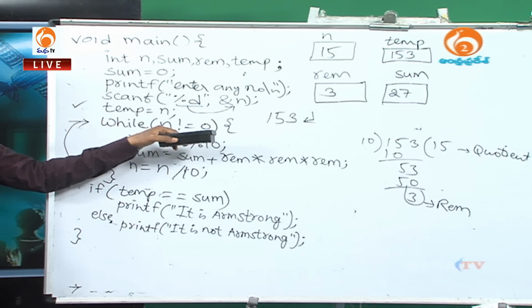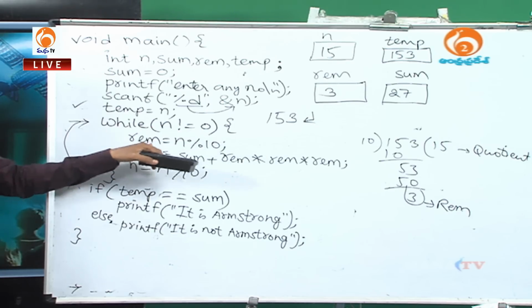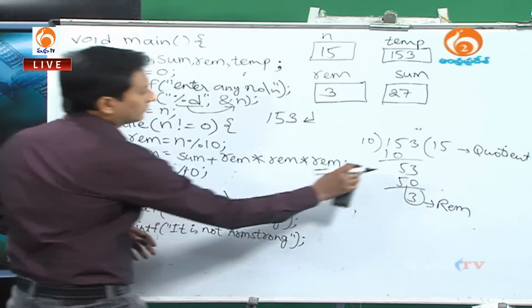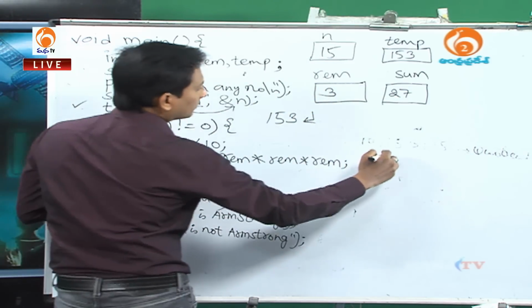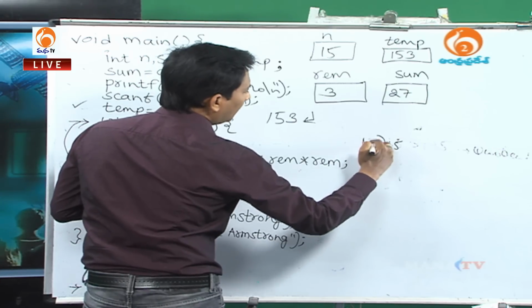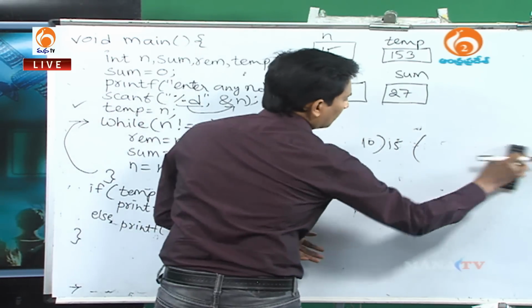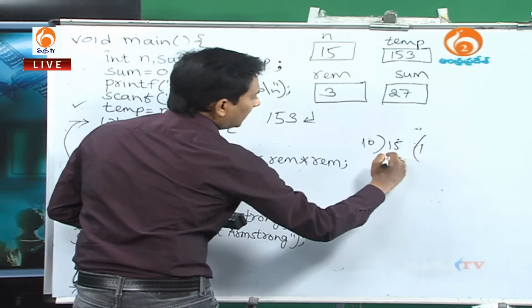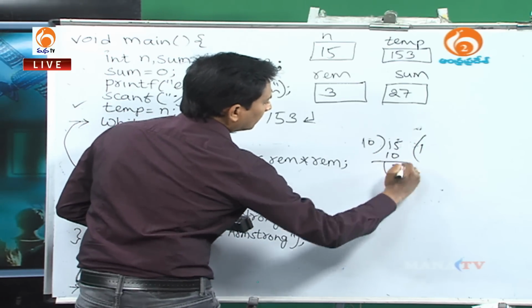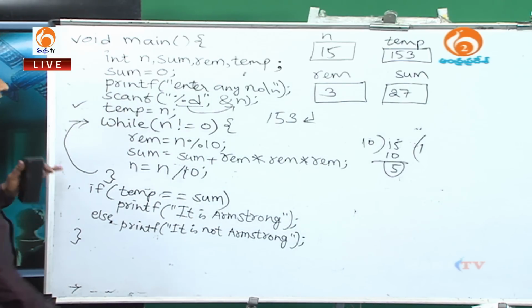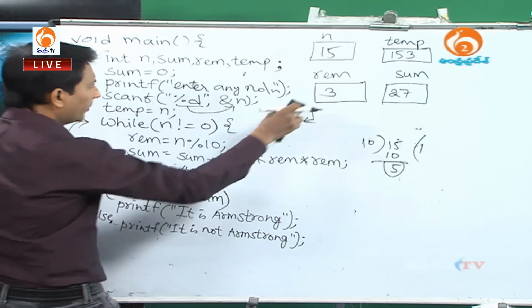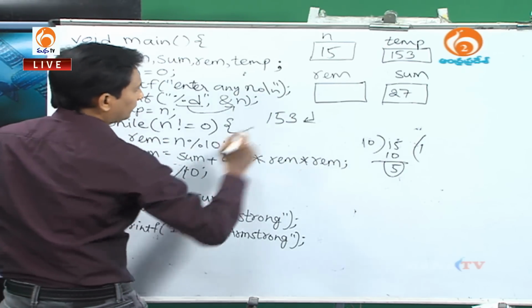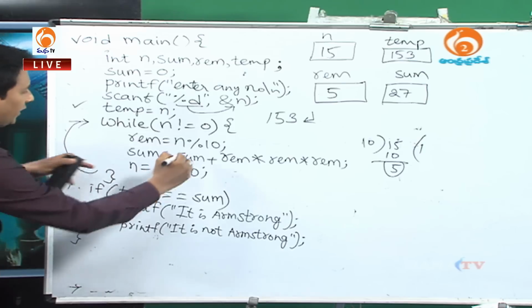N is not equal to 0. Right now n is 15, which is not equal to 0, which is true. Remainder equal to n percent 10. Right now n means 15 percent 10. 10 ones are 10, remainder is 5. Now the remainder is 5. 5 is stored into remainder.